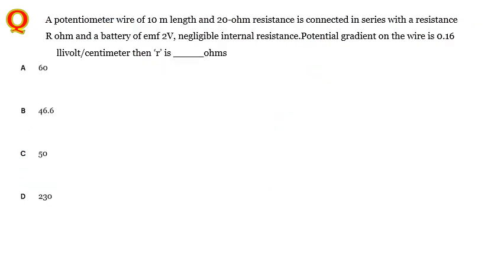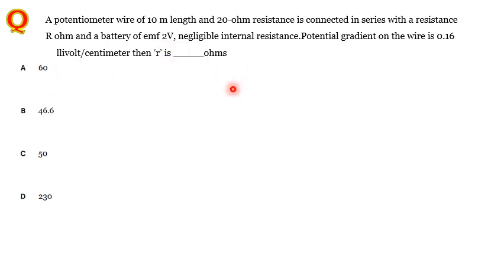Next question: a potentiometer wire of length 10 meter, having a resistance of 20 ohm, is connected in series with a resistance R ohm. The wire already has a resistance of 20 ohm. A battery of EMF 2 volt with negligible internal resistance is used, so the internal resistance r is negligible. The potential gradient on the wire is 0.16 millivolt per centimeter. What is the R value in ohms?